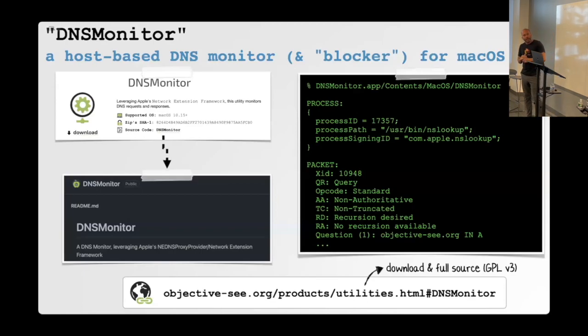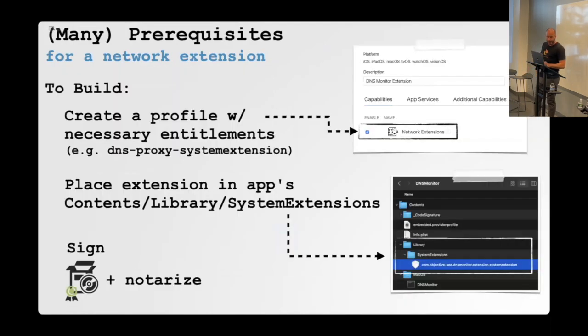So the tool is very creatively called DNSMonitor, maybe not my best work. As its name implies, it's a host-based DNS monitor that also has blocking capabilities. Free, open source, pop over to Objective-See's GitHub and download the source code. We can see that when it's running, if I try to resolve any DNS domain name, for example via nslookup, DNSMonitor will detect that and log it to standard out.